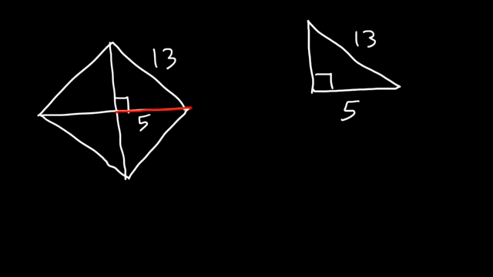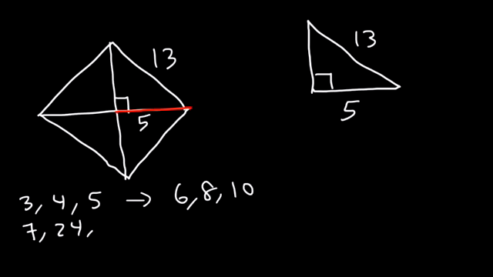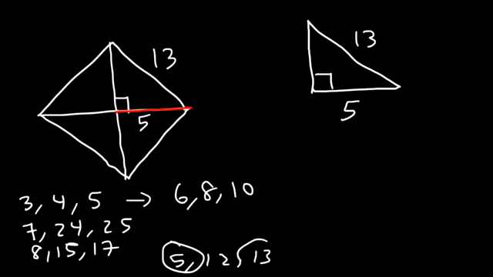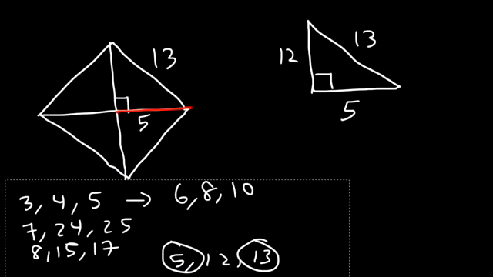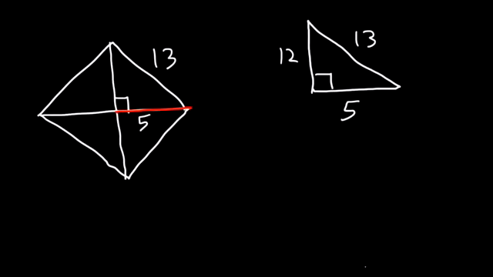It helps to know the special right triangles. For example, there's a 3, 4, 5 triangle. Also, if you multiply these numbers by 2, you get the 6, 8, 10 triangle, which we covered. There is the 7, 24, 25 triangle, the 8, 15, 17 right triangle, and also the 5, 12, 13 triangle. So we have two of these numbers, 5 and 13. Therefore, the missing side must be 12. You can also use the Pythagorean theorem to get 12 if you want to. You can use a squared plus b squared equals c squared to get the same answer.